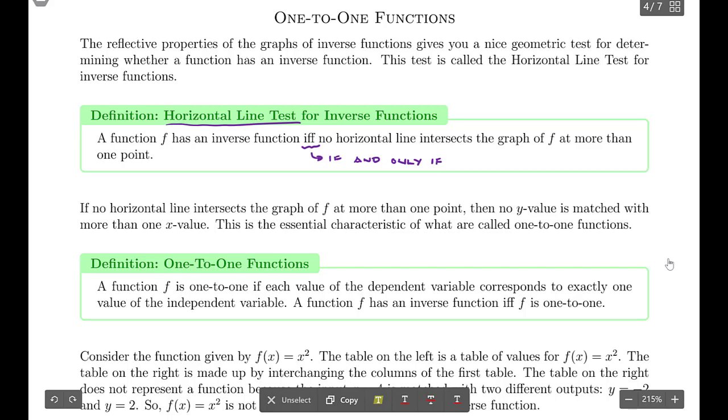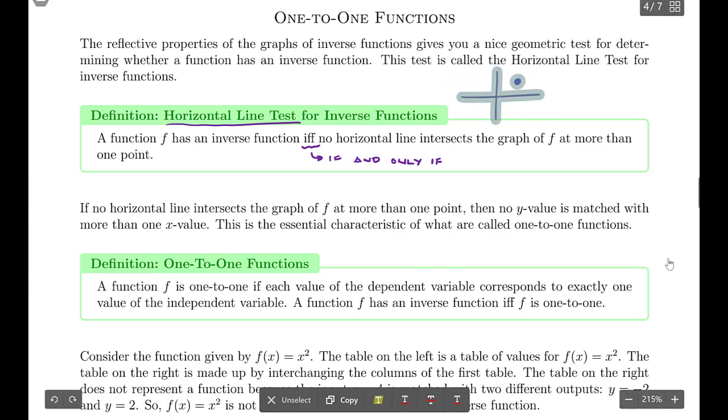So a function f has an inverse function if and only if no horizontal line intersects the graph of f at more than one point. So thinking about our previous example, if we did not have the domain restrictions on x squared, if I draw a horizontal line through this graph, it intersects it at 2 points. Because it intersects it at 2 points, x squared itself does not have an inverse.